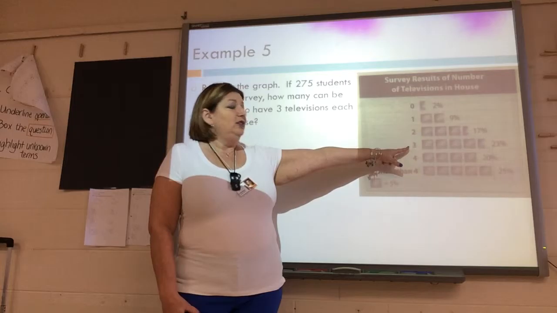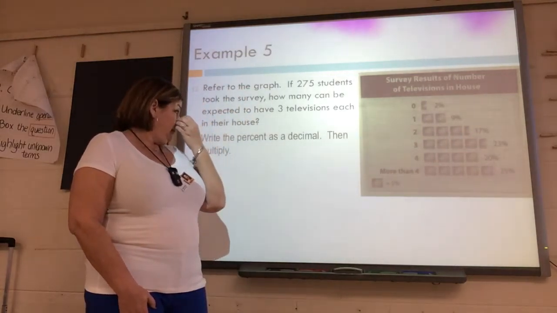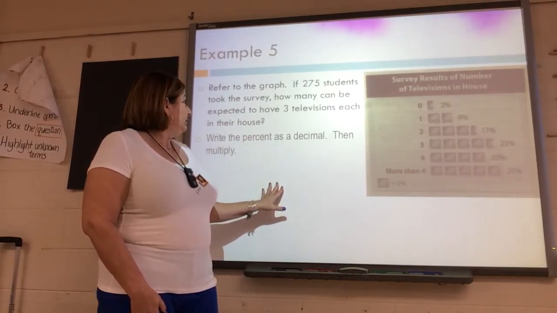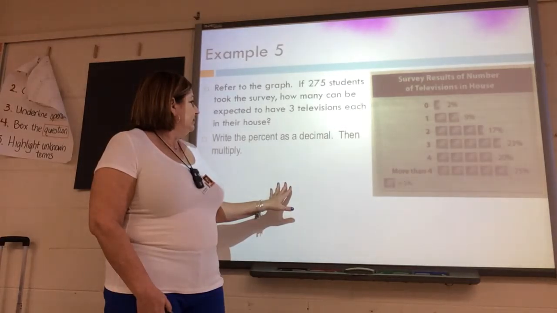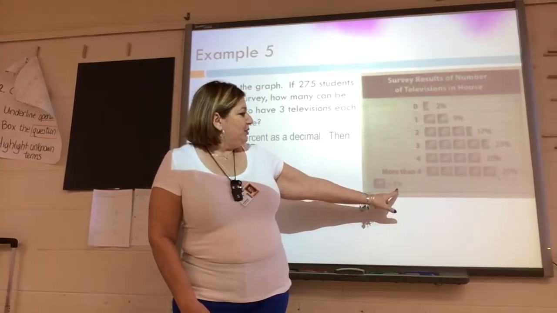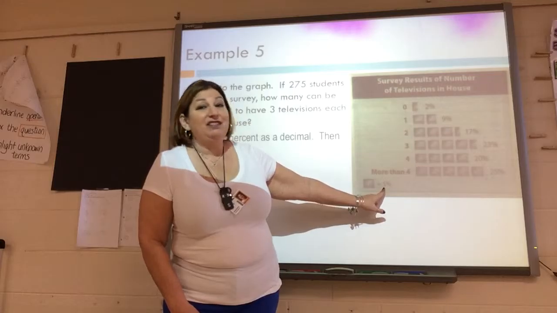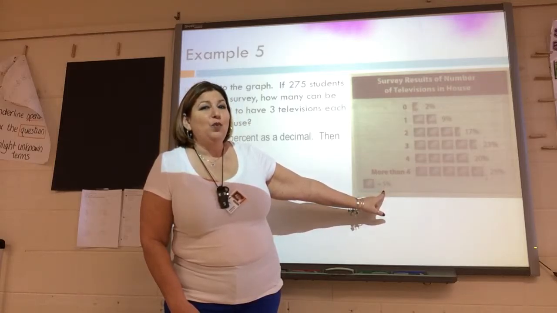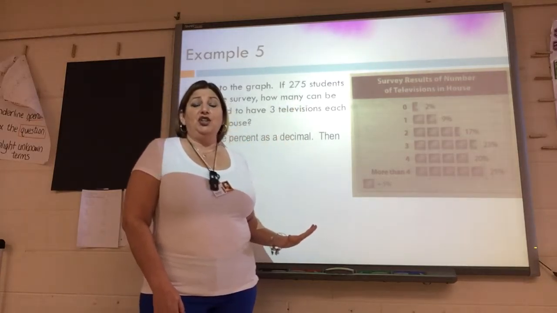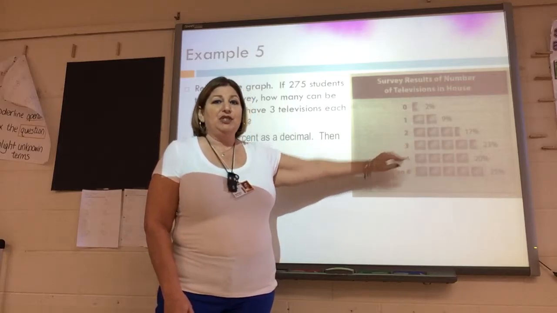Refer to the graph. If 275 students took the survey, how many can be expected to have 3 television sets in their house? I'm going to back that up. Each box represents 5%, not 596%. When I get older, I'm going to buy some glasses. 275 people took the whole survey. We're trying to figure out how many of those 23% equals.